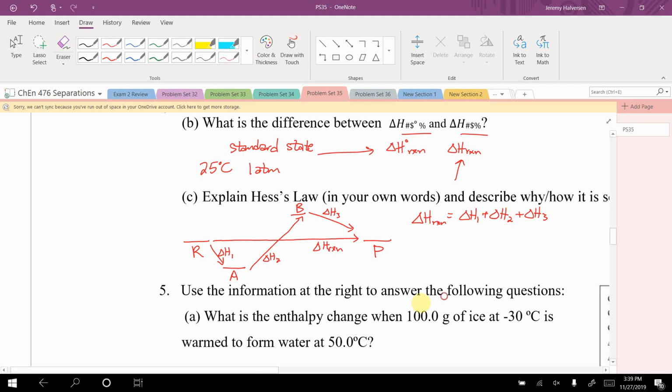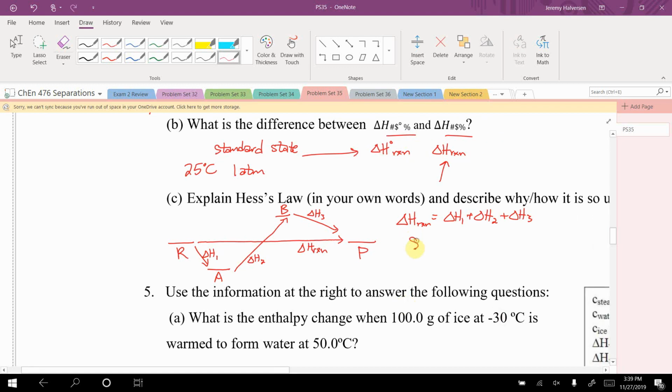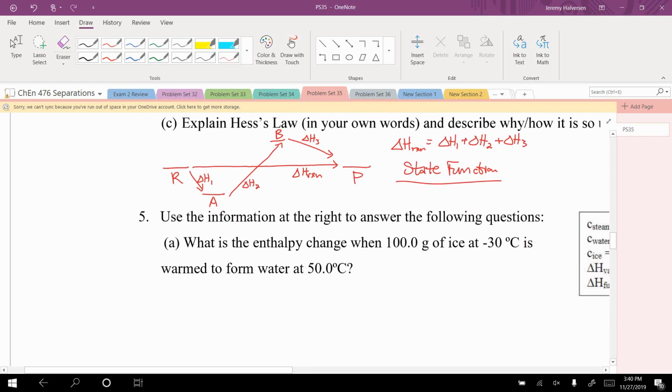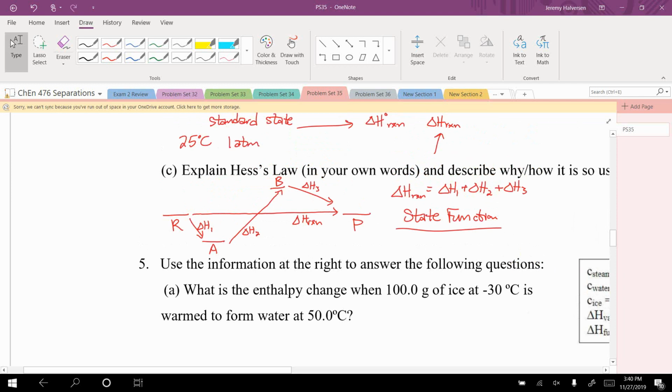Okay, this is an example of the state function. I don't care how I get from reactants to products. As long as I get from reactants to products, my delta H will be the same, because delta H is a state function. It's not path dependent. It just cares about where you're at. So that's a state function property. So we're going to use Hess's law a few questions from now.